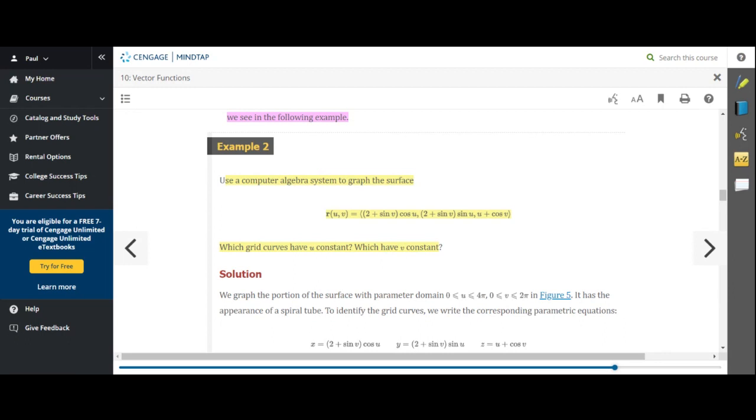Well, let me ask you this. The first two, the x and y components, with the cosine of U and the sine of U, what kind of motion does that represent? Don't worry about the z component. Just focus on the x and y components. The 2 plus sine of V acts as a what?